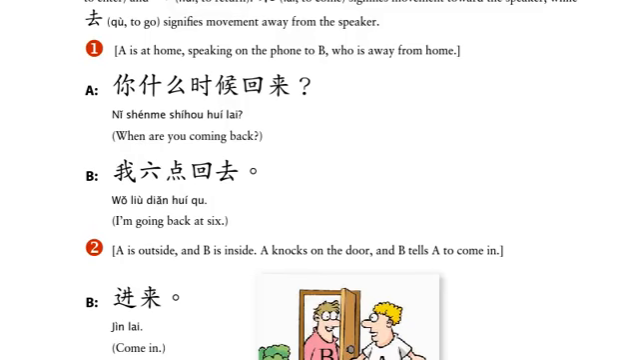Let's look at some of these examples. We can say 你什么时候回来? When are you coming back? So you're studying with a classmate in the library. The classmate gets up and says, I need to go do something. And you want to know, well, when are you coming back? I'm going to watch your stuff, but I have to go soon. So, 你什么时候回来? And the answer, 我6点回去. I'll go back at 6.